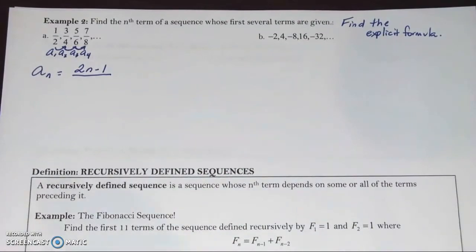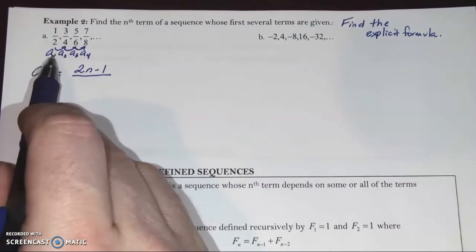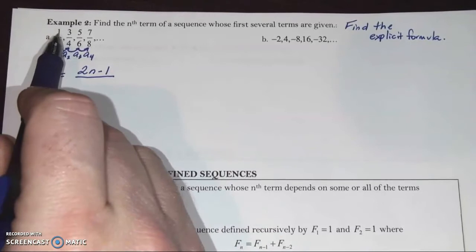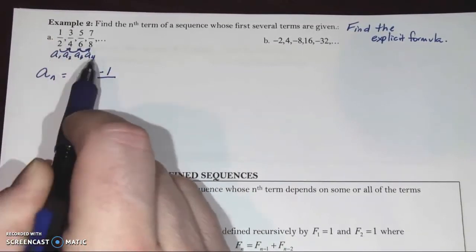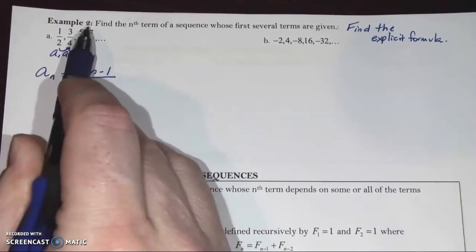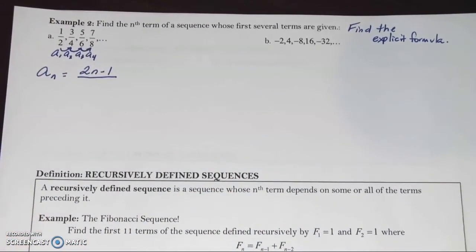Okay, and then just look back and check. All right, the first term, if I plugged a 1 in there, I'd get 1 on top. That's good. The second term, if I plugged a 2 in there, I'd get 3 on top. The third term, I'd get 5. The fourth term, I'd get 7. We feel really good about that.